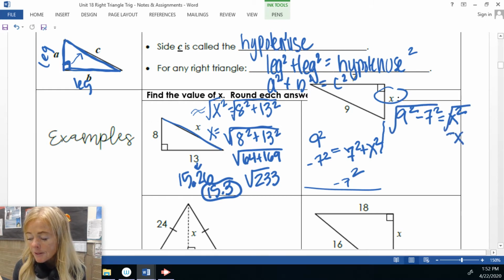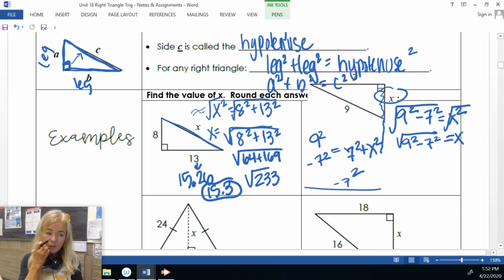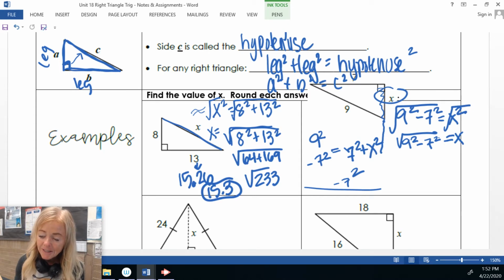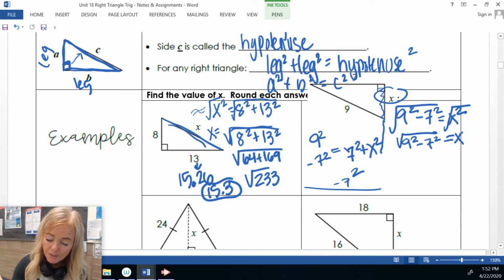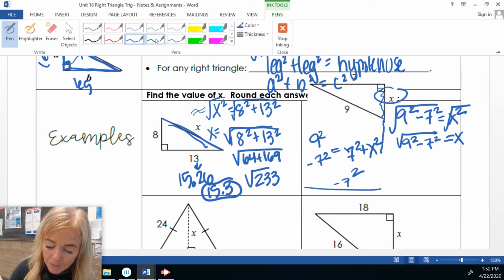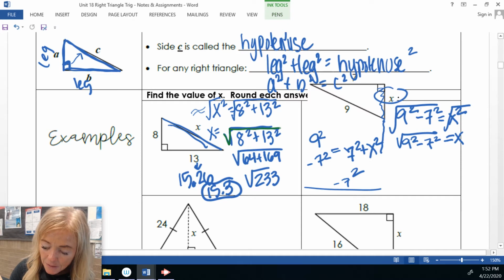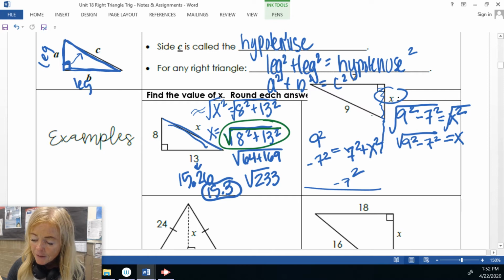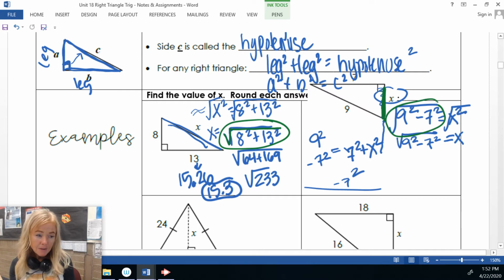So what you notice is, if it's a leg we're looking for right there, then it's the square root of the hypotenuse squared minus the leg squared. And that's what I usually do when I'm looking in my calculator for a side. If it's the hypotenuse, we use the square root of the leg squared plus the leg squared. If it's a leg we're looking for, then we use the square root of the hypotenuse squared minus the leg squared. And that means it's already solved.